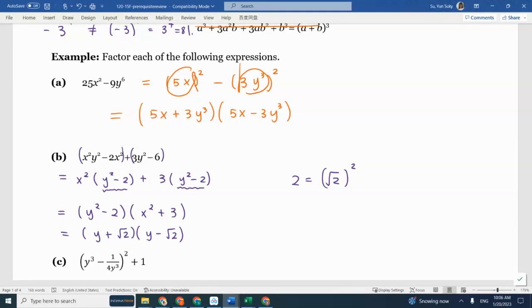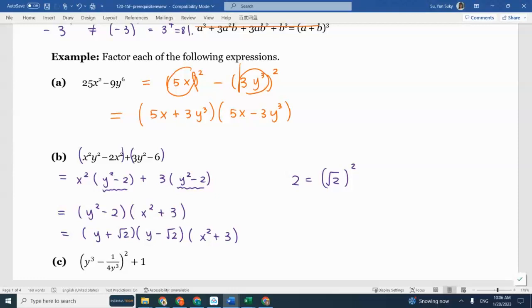Right, everybody? Can we factor x squared plus 3? If it's plus, can we factor it? No. So this is the answer. Okay. So the number can be square rooted. If it's y squared minus a number, you can still factor further.